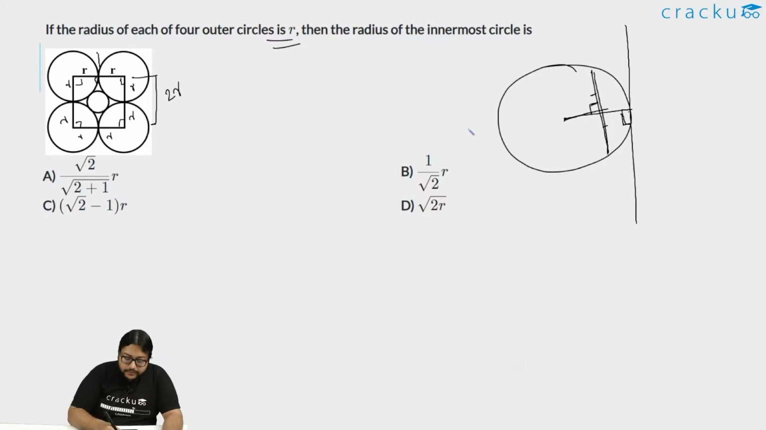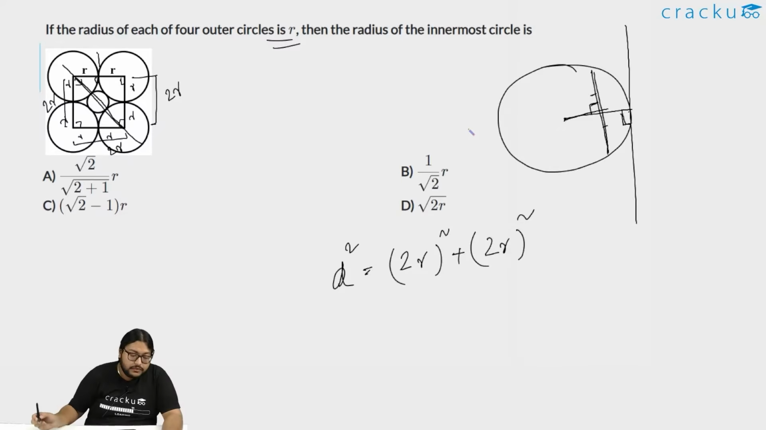Now when we consider this square, let's draw a diagonal here. When we draw a diagonal, what do we have here? This is twice R, this is twice R. So this whole diagonal, let's call it D. D square will be equal to 2R square plus 2R square.